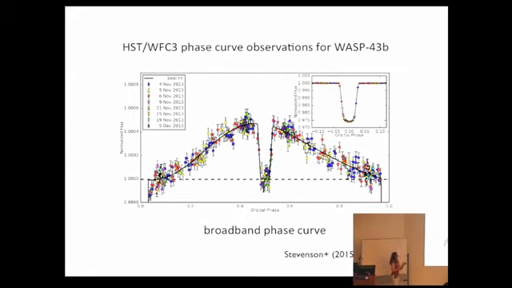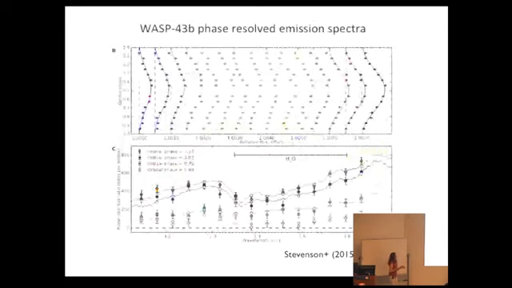And this is the band integrated thermal phase curve, but we actually can break it up into spectroscopic phase curves like this. So they're shown, lying on their sides on the top panel. And what we can do with this is measure the phase resolved thermal emission spectrum of the planet. So you can see as the day side rotates into view, you have higher flux. There's a prominent water absorption feature here.